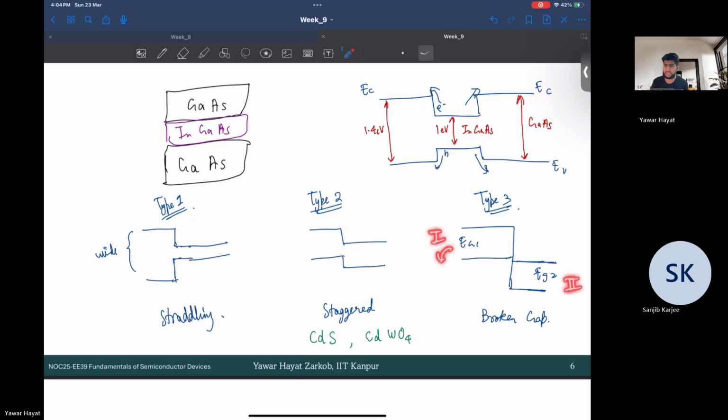This is EC, this is EV. This is EC, this is EV. Let me make this 2, 2, 1, 1. So notice, EV1 is above EC2. I'll still look into it in more detail, but this is what I know about these types of heterojunctions. So any other doubt?